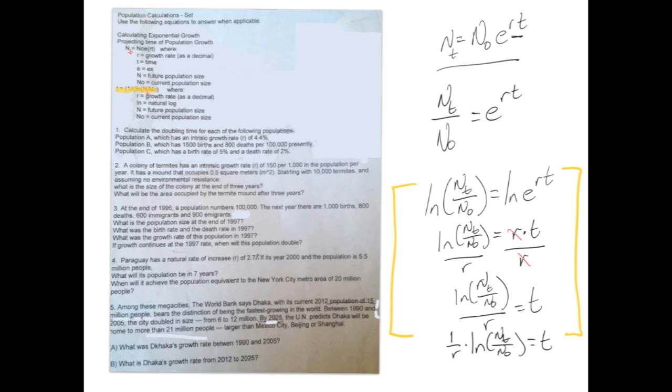Okay, so moving on. It says where r equals the growth rate, ln is the natural log, N is the future population, and N naught is the current population. Now remember, this is how we got that 70 divided by r is equal to doubling time, because doubling time means the time it takes the population to double. And so you have N t, and N t would be twice N, so the ratio is 2 to 1.